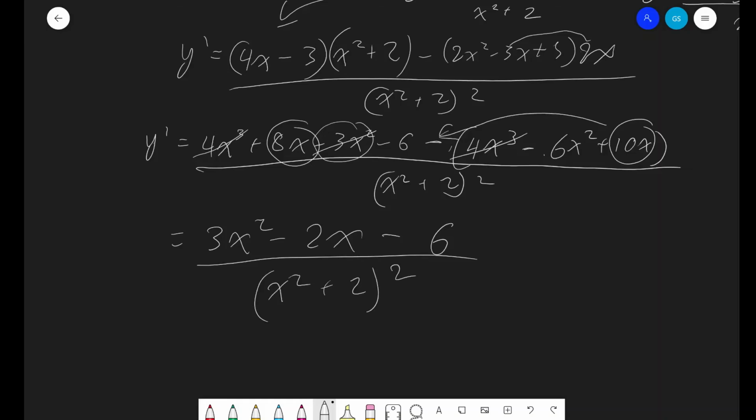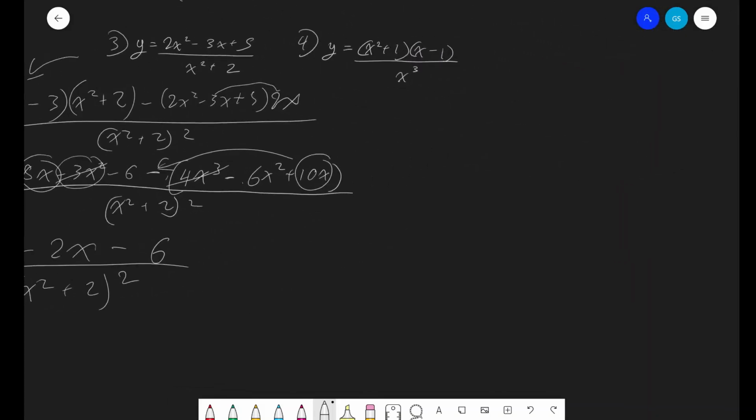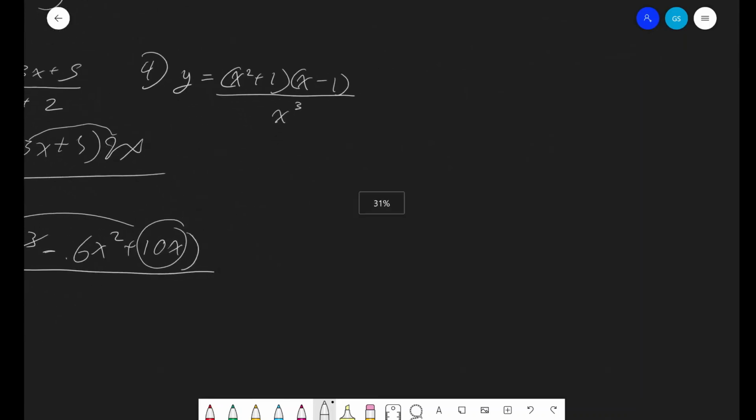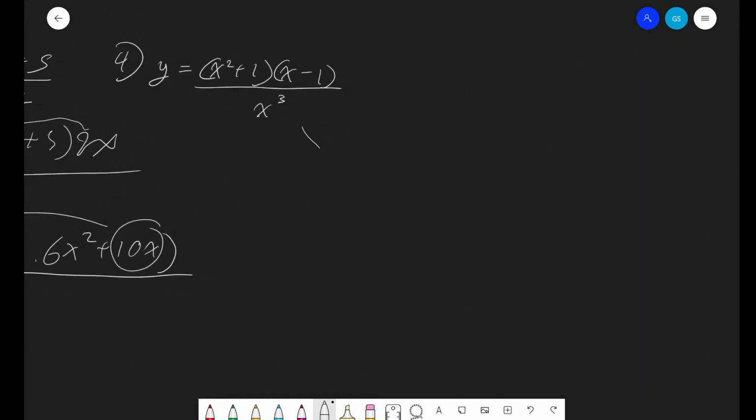So that is the derivative: 3x squared minus 2x minus 6 over x squared plus 2 squared. Try graphing that and see how interesting it looks. All right, last one. I'm just going to write this on the side here. I did not leave myself enough room once again.